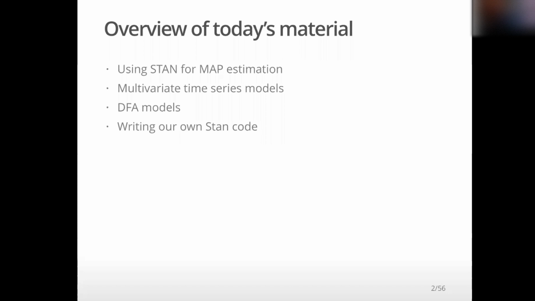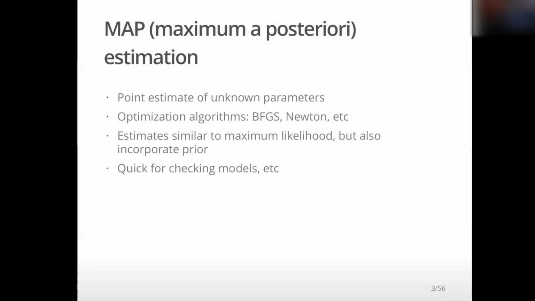So Stan unfortunately has this other type of estimation that's built in, and it's not as widely used as MCMC for sure, but I think it's increasing in popularity. And it's just called MAP estimation. And so that's what we're going to be starting with first.